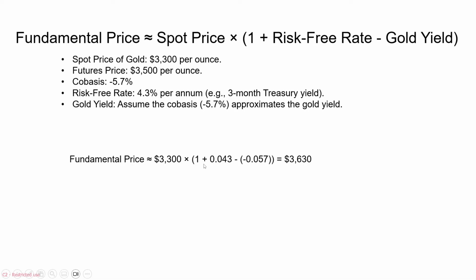Okay, 3,300 times 1 plus risk-free rate, 4.3%, minus 5.7%, which is actually a plus then. And then we get 3,630 as our fundamental gold price. Okay, that's about 10% higher than today. So that means gold will go up.